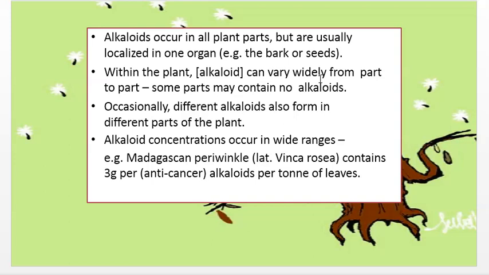Alkaloids occur in all plant parts, but are usually localized in one organ, for example, the bark or the seeds. Within the plant, alkaloids can vary widely from part to part. Some parts may contain no alkaloids. Occasionally, different alkaloids also form in different parts of the plant. Alkaloid concentrations occur in wide ranges. For example, Madagascar periwinkle, Latin Vinca rosea, contains 3 grams per ton. This is an anti-cancer alkaloid of the leaves.